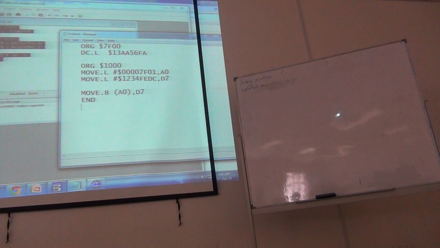Sekarang kita bracket. Bracket ni dia kata is not that data, but it's actually referring to the address value 7F01. Dalam 7F01 apa dia ni? Kita reboot dekat 7F01.